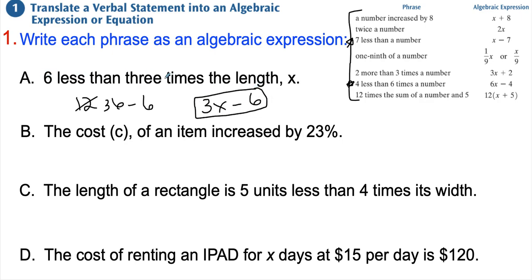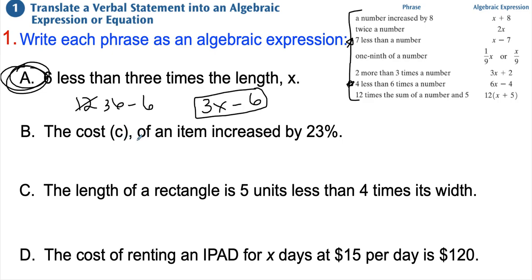People like to read it and then just write things down. So if we're just reading it, you'd write 6 minus 3x, but that's backwards, okay? So be careful on these ones, okay?